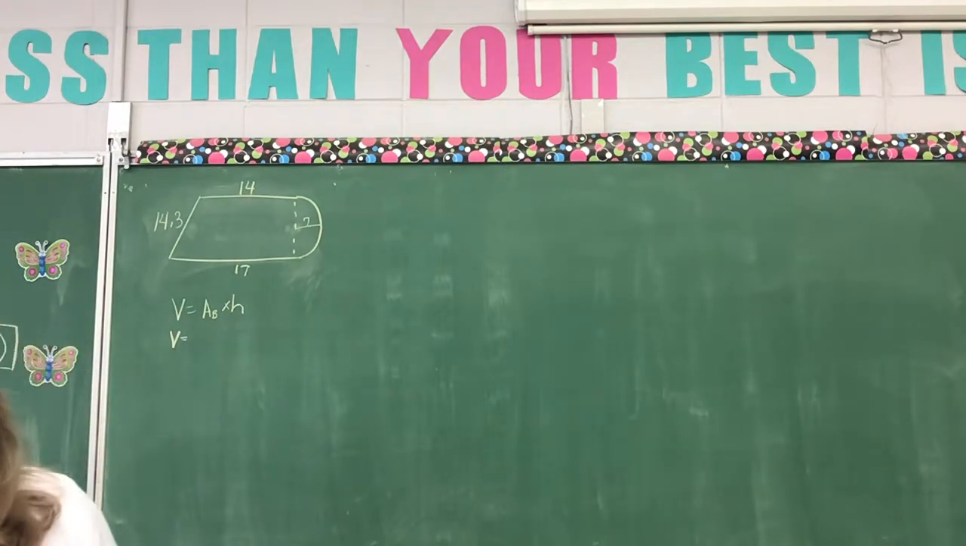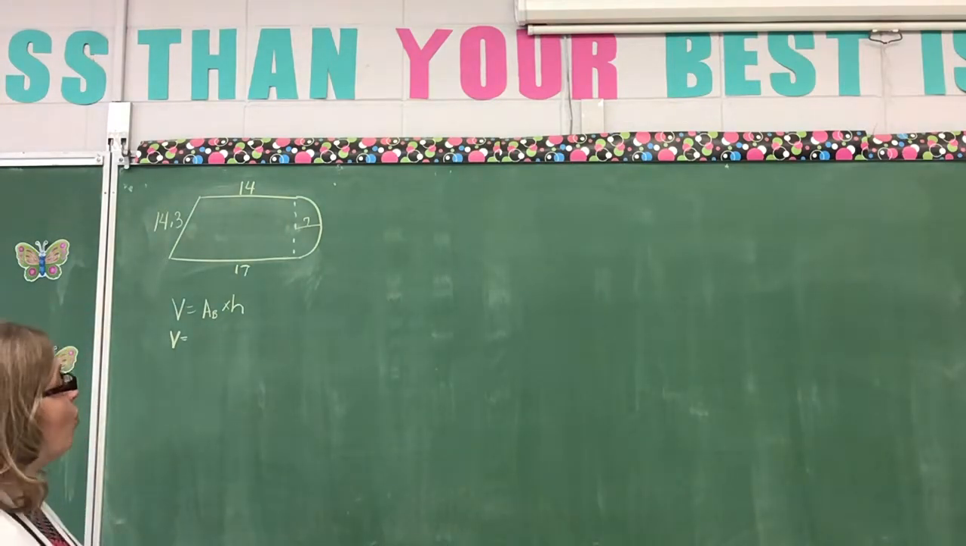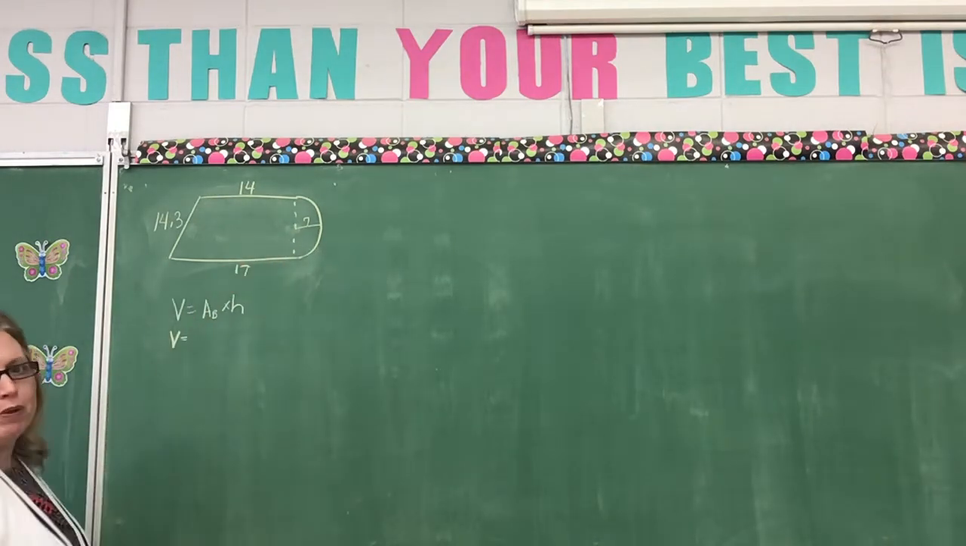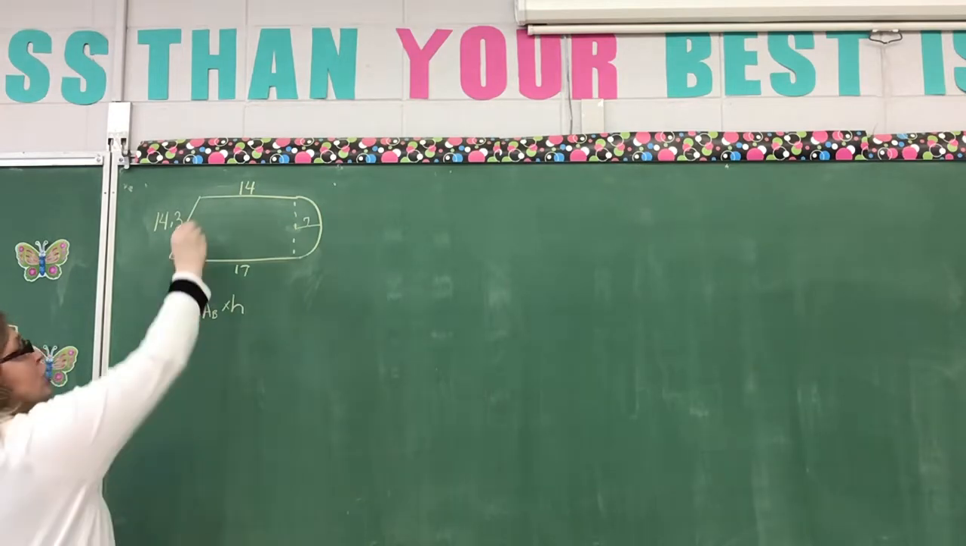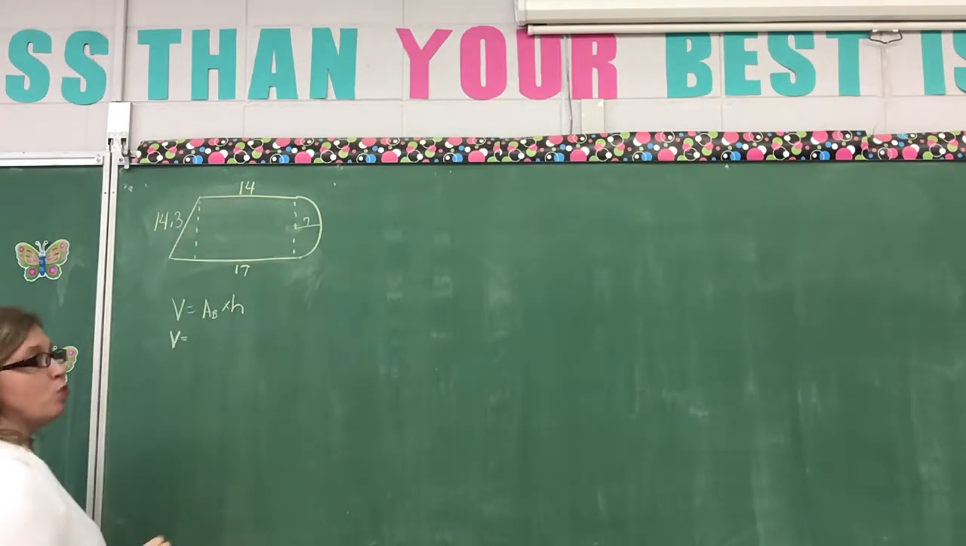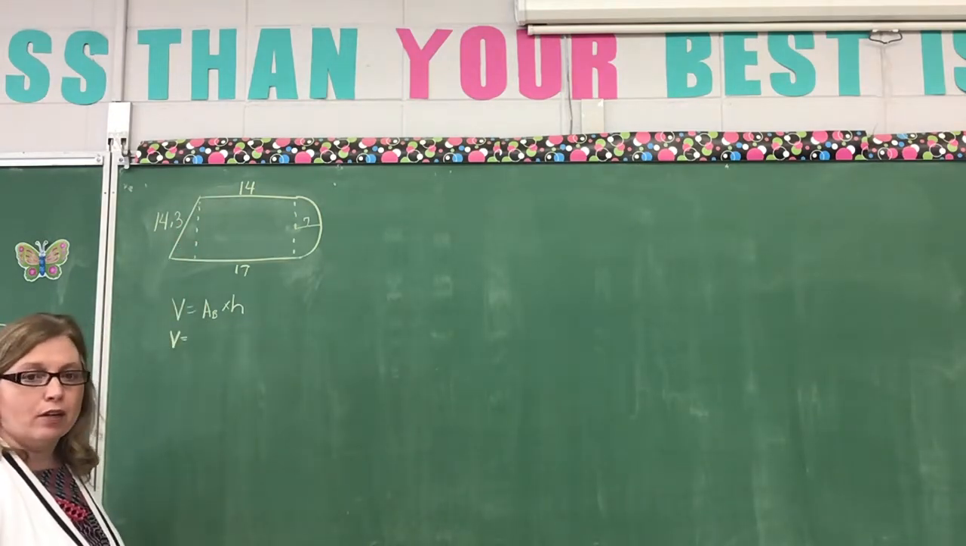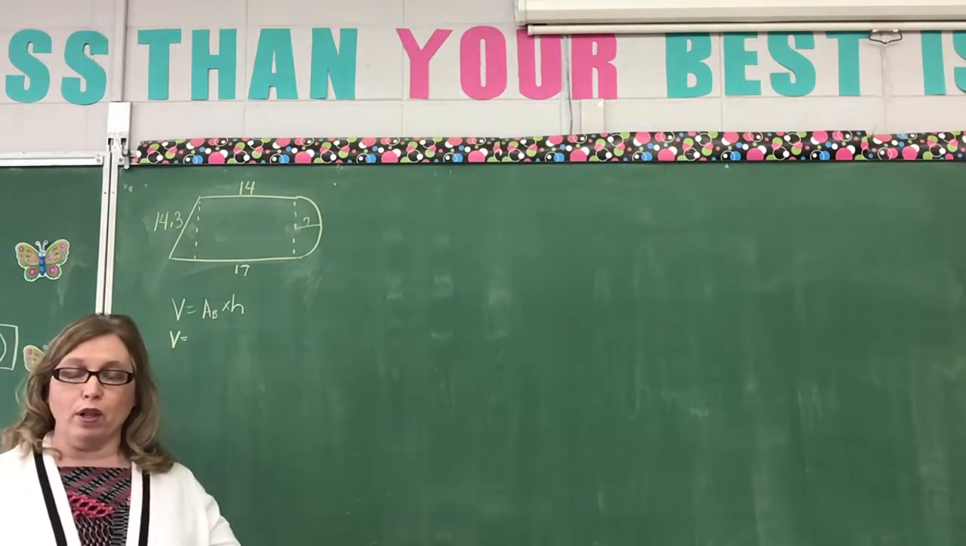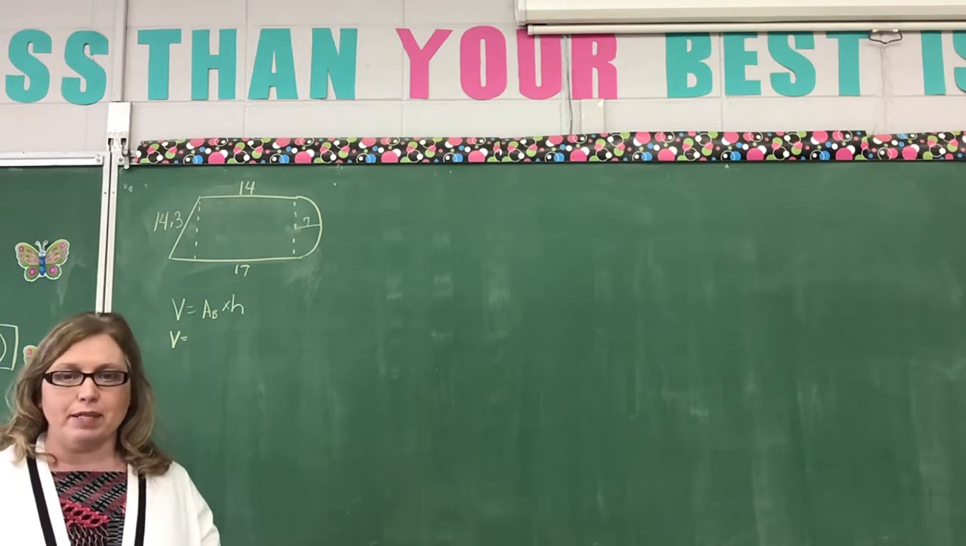So, first, what shapes are here? Well, I have a semicircle, but what in the world am I going to do with this? I'm going to change it and make it into a triangle and a rectangle, okay? So, to find volume, it is simply the total area or the total base times height.